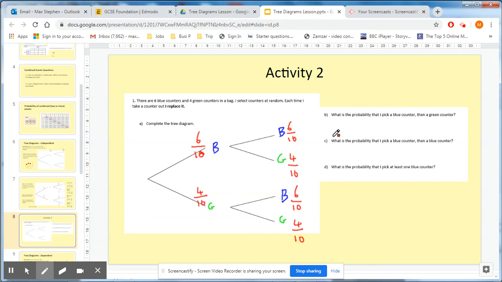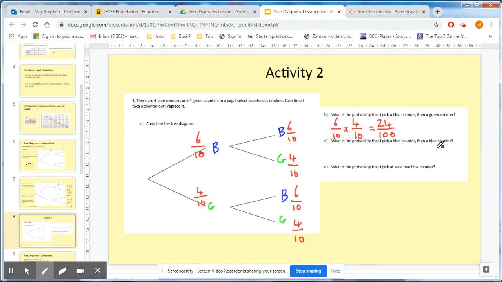It then asked me a few different questions. So what's the probability of a blue counter and then a green? So that would be going up here to blue and then a green. So the probability of getting a blue, 6 out of 10. Probability of getting a green is 4 out of 10. So a blue and then a green, so multiply. 6 times 4 is 24 out of 100. And I could simplify this. In this case, I'm just going to leave it.